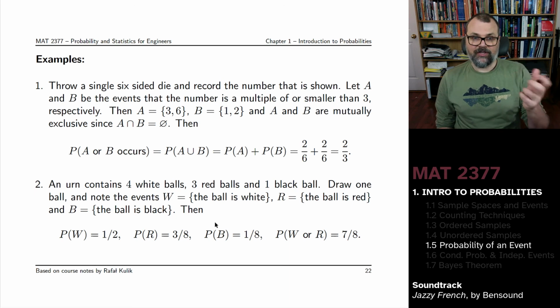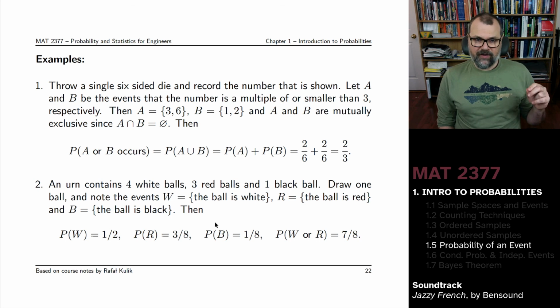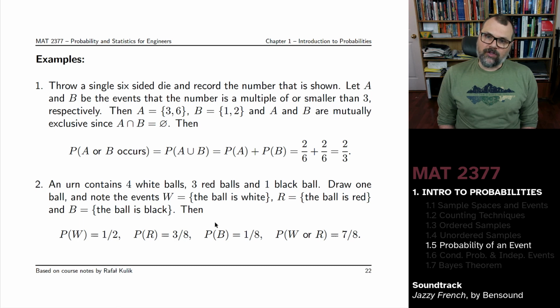So, imagine you have one 6-sided die. Throw it, roll it, record the number that is shown. We'll consider two events. The event A would be the event that the number is a multiple of 3. The event B would be the event that the roll that you get is smaller than 3.